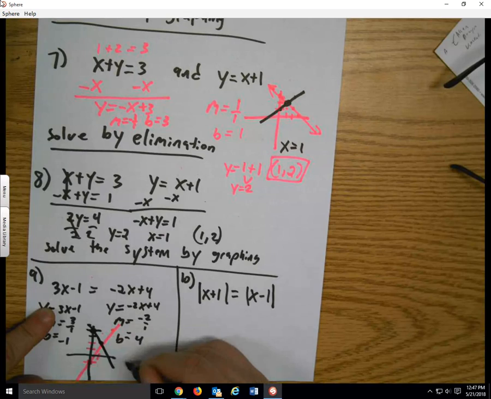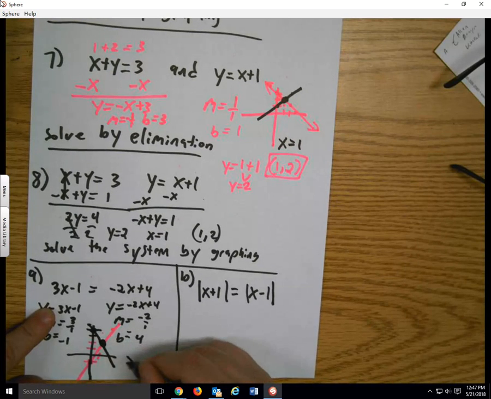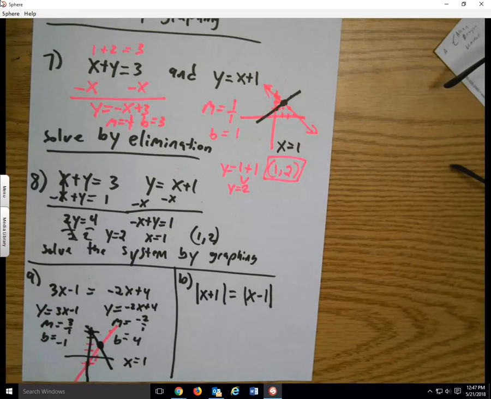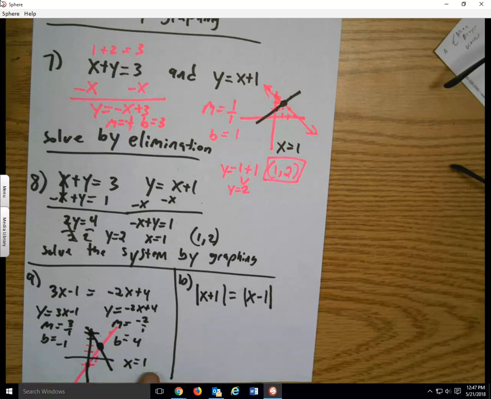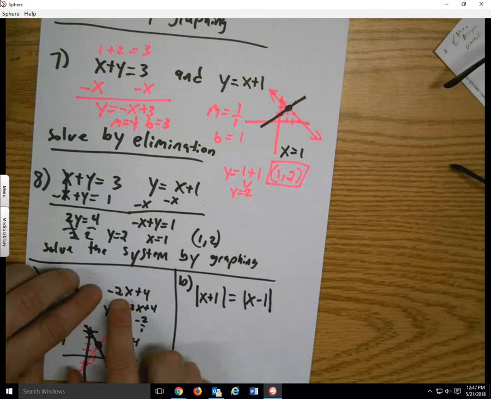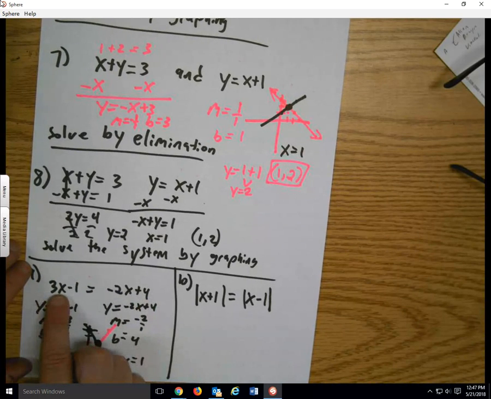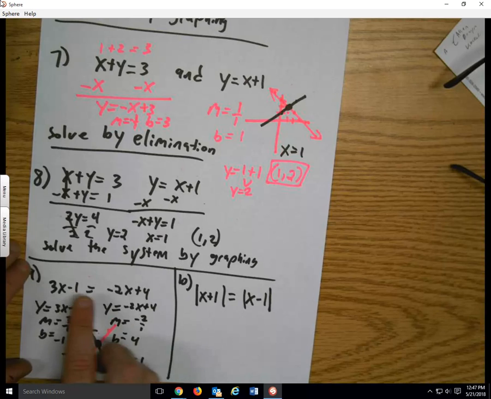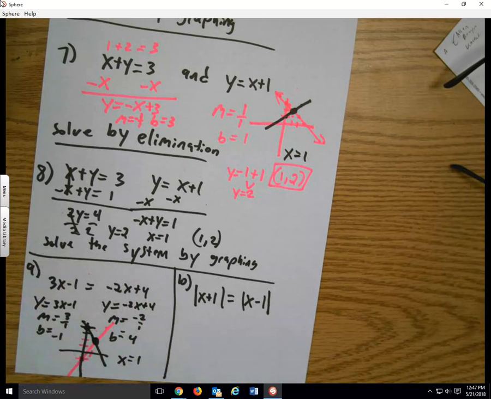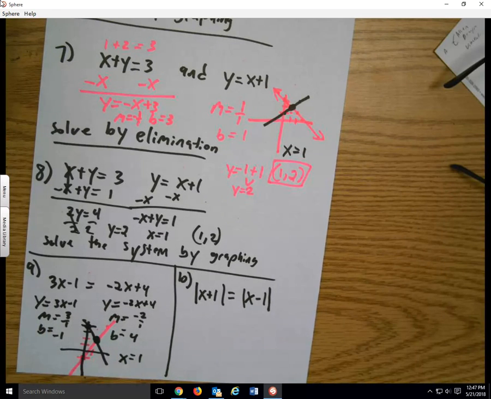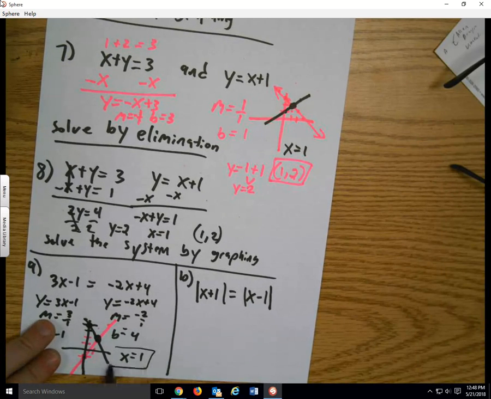Looks like to me where these intersect would be x equals 1. But I'm not 100% confident. So what I'm going to do is substitute it in and see if it comes out true or not. So if I substitute a 1 in, negative 2 times 1 would be negative 2, and negative 2 plus 4 would be 2. 3 times 1 would be 3, 3 take away 1 would be 2. So we have a 2 equaling 2, that works, that's true. Remember, we added those y's in, so we don't need a y value. We only need the x value.